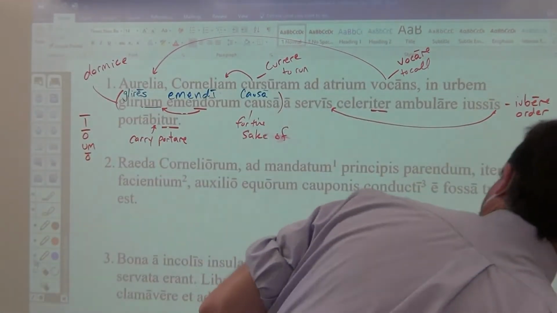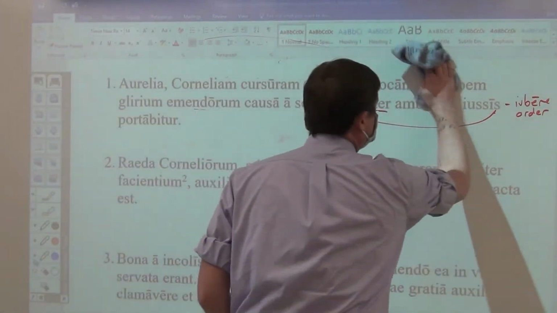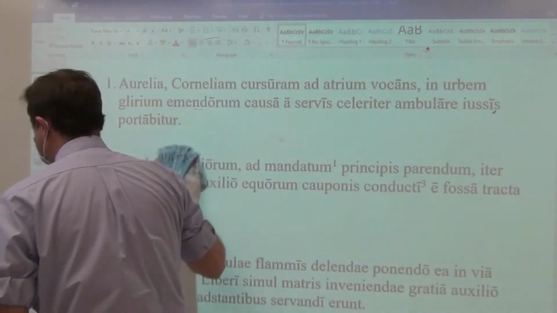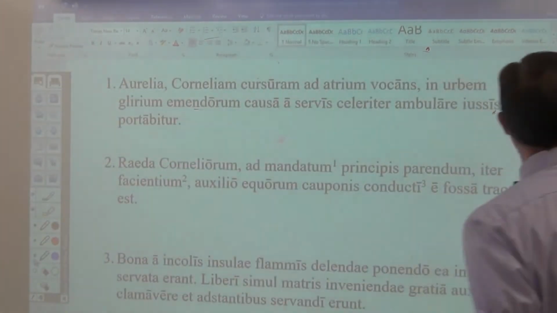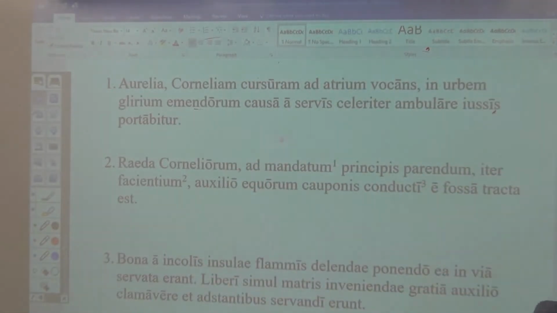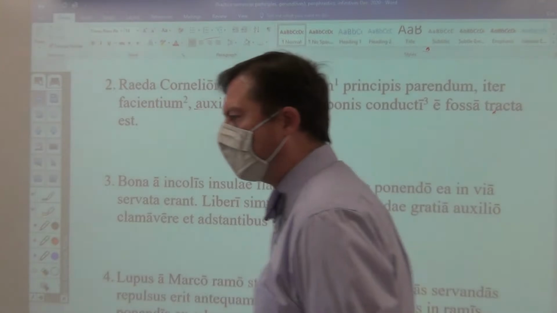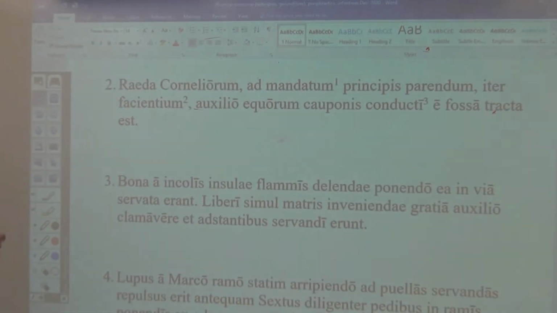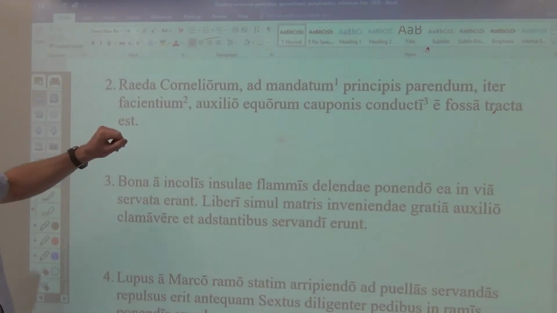All right, we're moving on now to the second one, and we're going to do the same thing. I'm going to walk you through it, and then you're going to provide your translation. So, for number 2, Raida obviously is a minivan. If you would like to call it a carriage, that's perfectly fine. But minivan it is. And Corneliorum obviously is genitive, telling you whose. So we all know how to translate genitives. Now, this is where it's going to get incredibly difficult. And I fully admit it, and I might actually walk you through it a little bit more closely.